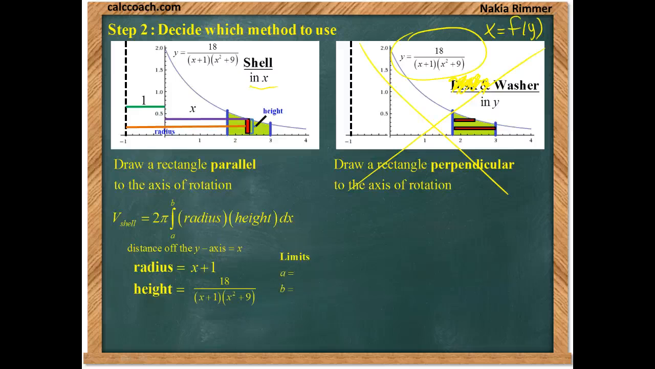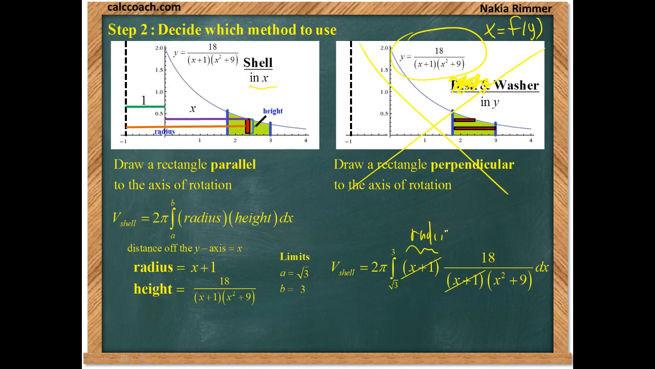Limits of integration. The left hand was root 3. The right hand was 3. So we have the radius multiplied by the height. These guys cancel each other out. These x plus 1s. The 18 can come outside with the 2 to make 36 pi.